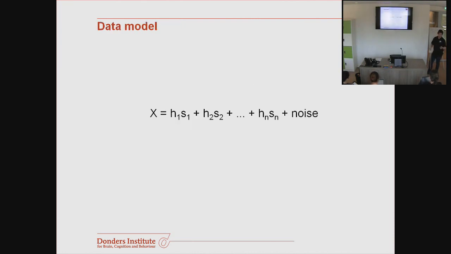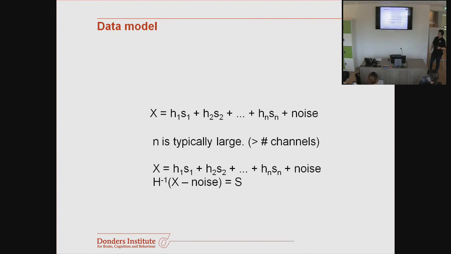So the data model is still the same, but instead of taking one, two, or a small number of sources, you take many more, much more than the sensors. You make a lead field matrix, so capital H is the lead field matrix of all these dipoles. You multiply that with your data minus the noise, and what you want is a capital S, which is all the sources in the brain in one shot.